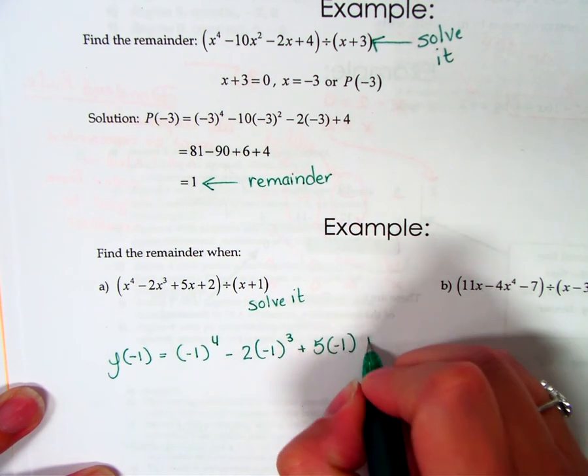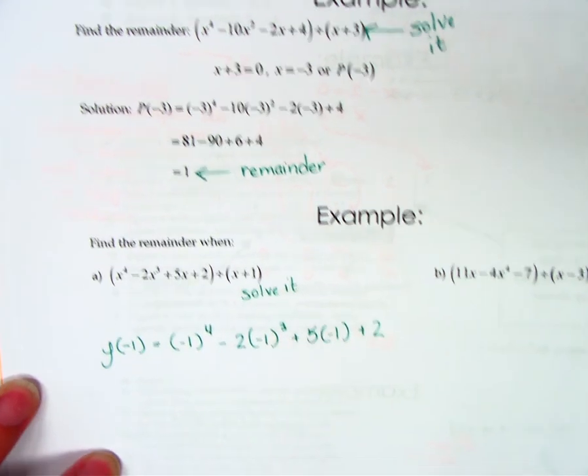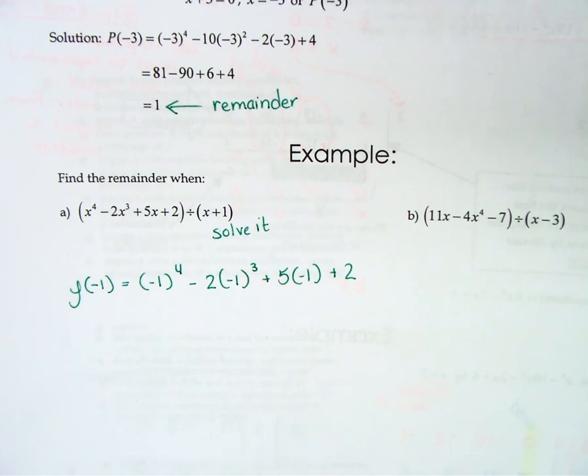Okay, so all I did was I solved my divisor, and now I'm substituting it in everywhere I see X to find just the remainder. It's not going to tell me what the quotient is. It's just going to find the remainder.